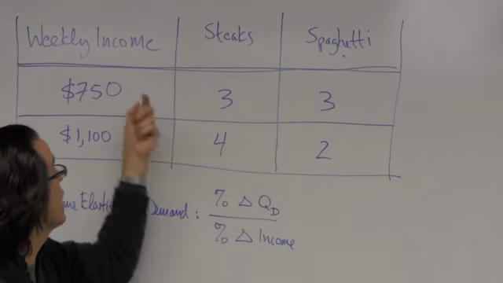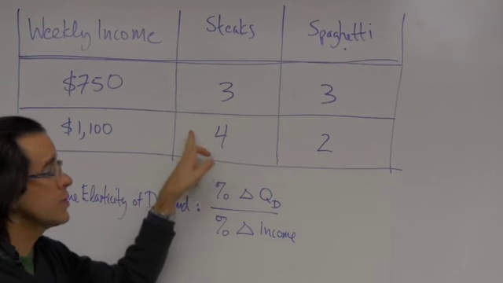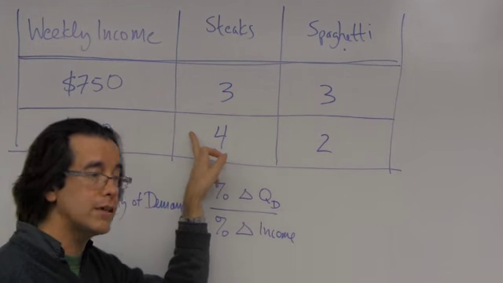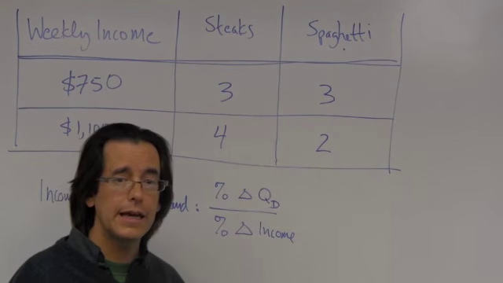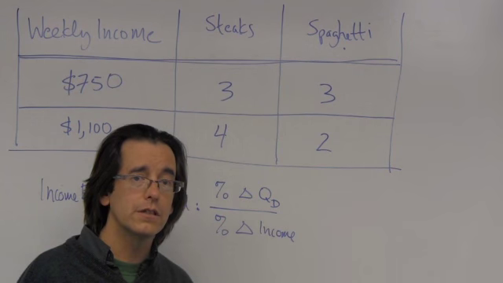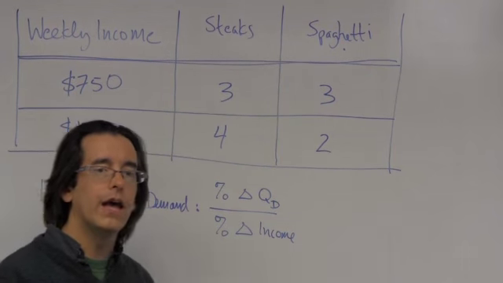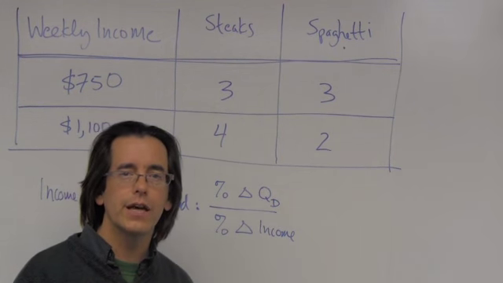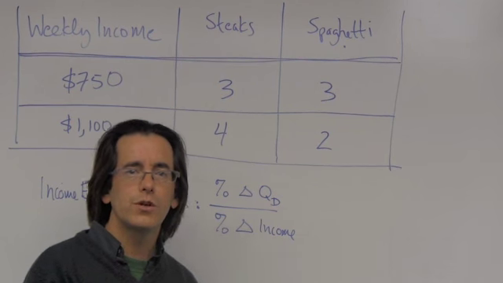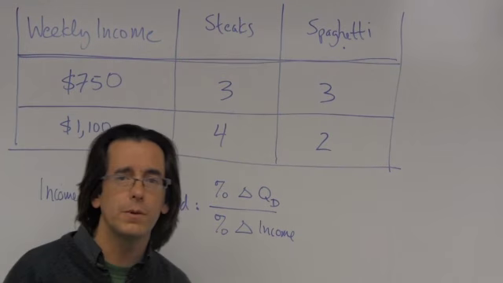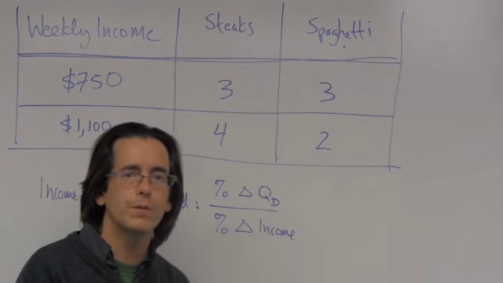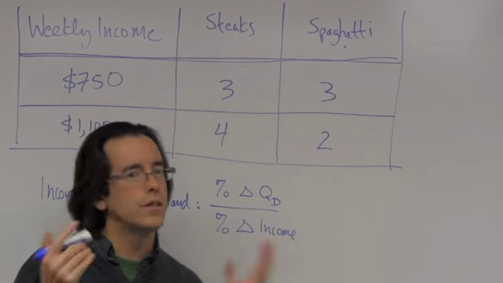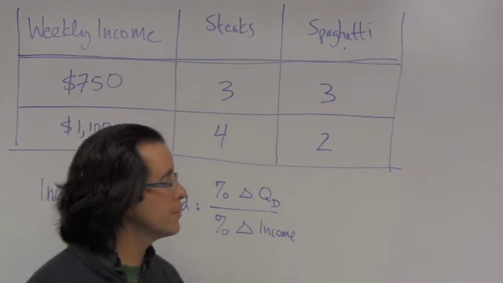What you'll notice is that when the income increases, the number of steak dinners consumed increases, and the number of spaghetti dinners decreases. So underline that, and you can think about this outside of the video. What does that mean in terms of the relationship between steaks and spaghetti? Is it a substitute? Is it a complement? Inferior goods, luxury goods? Good things to think about and apply other principles.